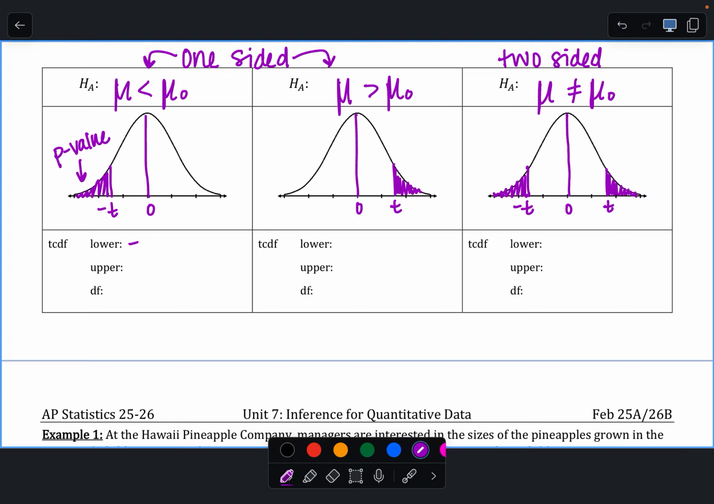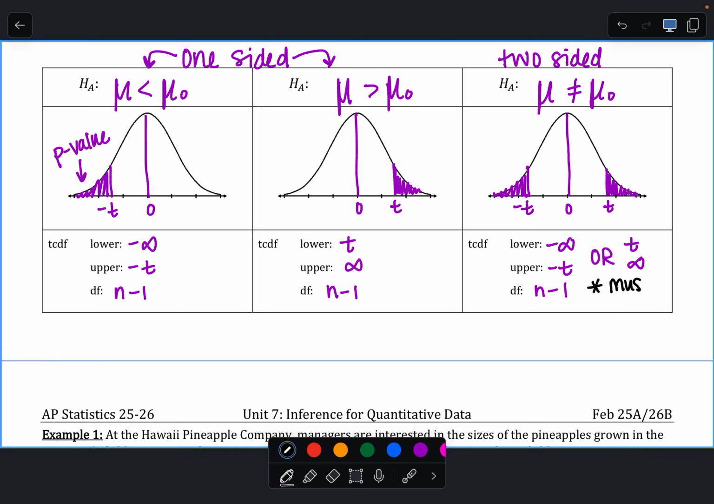So if it's a less than, it's negative infinity to negative t. If it's a greater than, it's t to positive infinity. When it's a two-sided test, you get the freedom to choose which direction you want to find. I usually base it on whether the test statistic I calculated is positive or negative. If it's negative, I go from negative infinity to negative t, or if it's positive, I do t to positive infinity.